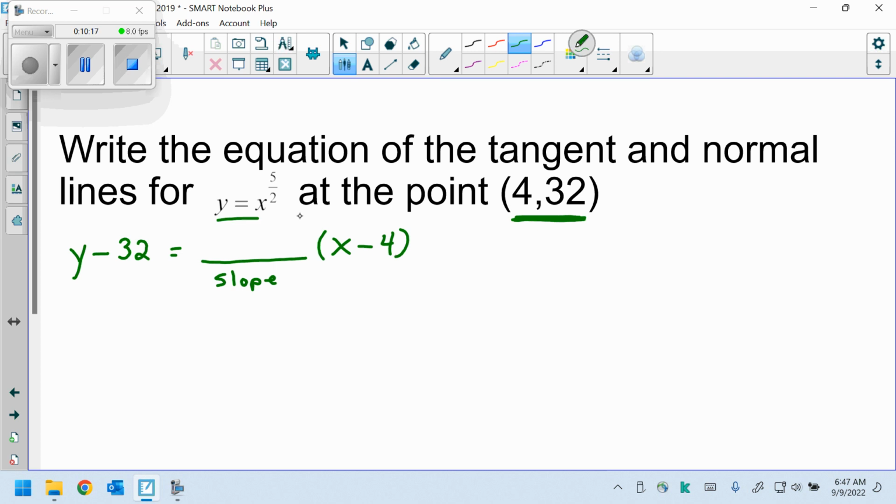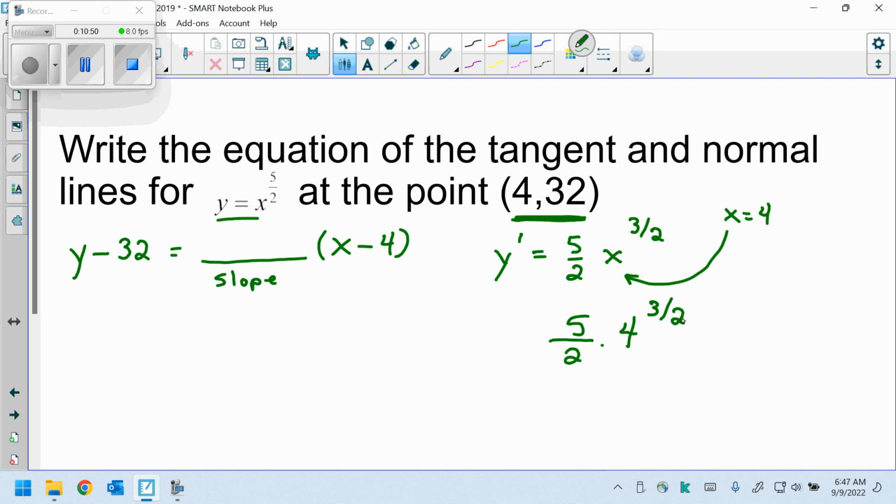Well, if y is equal to this, then y prime, the derivative, the slope. Let's see, let's bring that 5/2 around front. Let's decrease the exponent by 1. And now, let's focus our attention on when x is 4. So we need 5/2 times 4 to the 3/2 power. And AP is going to expect you to be able to do that without a calculator.